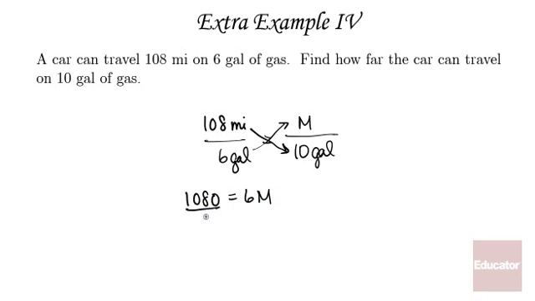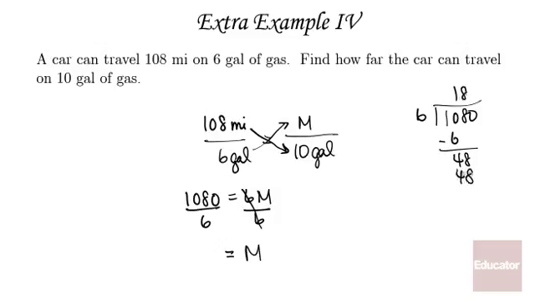To solve for m, I'm going to do the inverse of multiplying by 6 and divide by 6 to both sides. And I get m. And over here I have 1080 divided by 6. It will go in one time. 48. It will go in 8 times. And remember that you still need to bring down this 0. So instead of 18, you in fact have 180. So 180 miles. So the car can travel 180 miles.